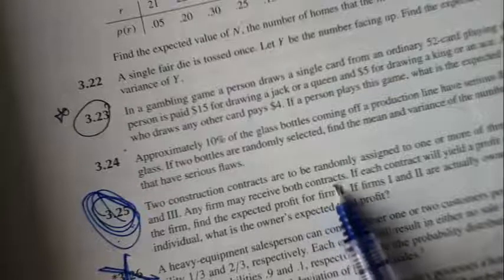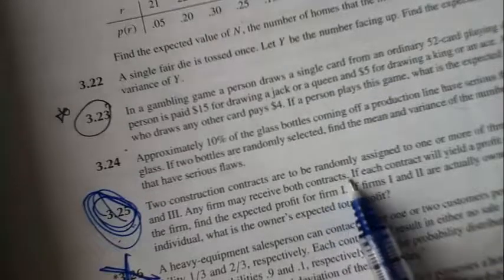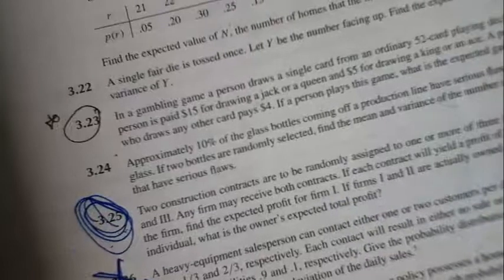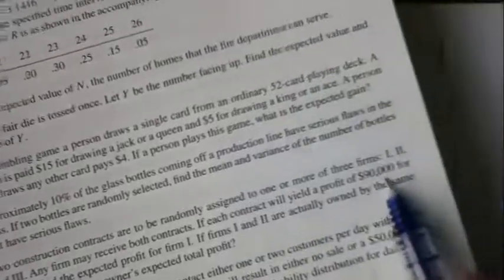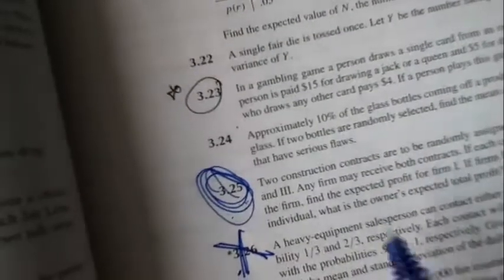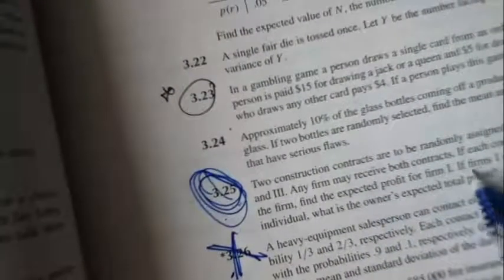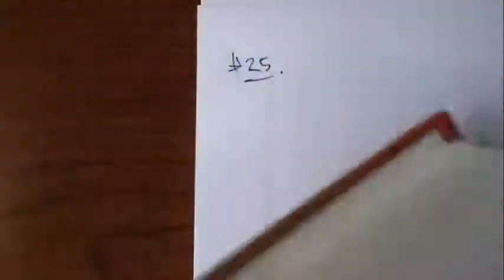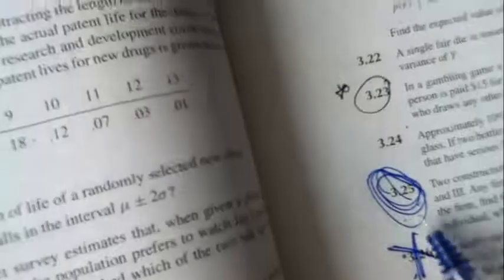Each contract will yield a profit of $90,000 for the firm. Find the expected profit for firm number 1. If firms 1 and 2 are actually owned by the same person, what's the owner's expected total profit? Again, that's problem number 25 from chapter 3. Look it up in your book.